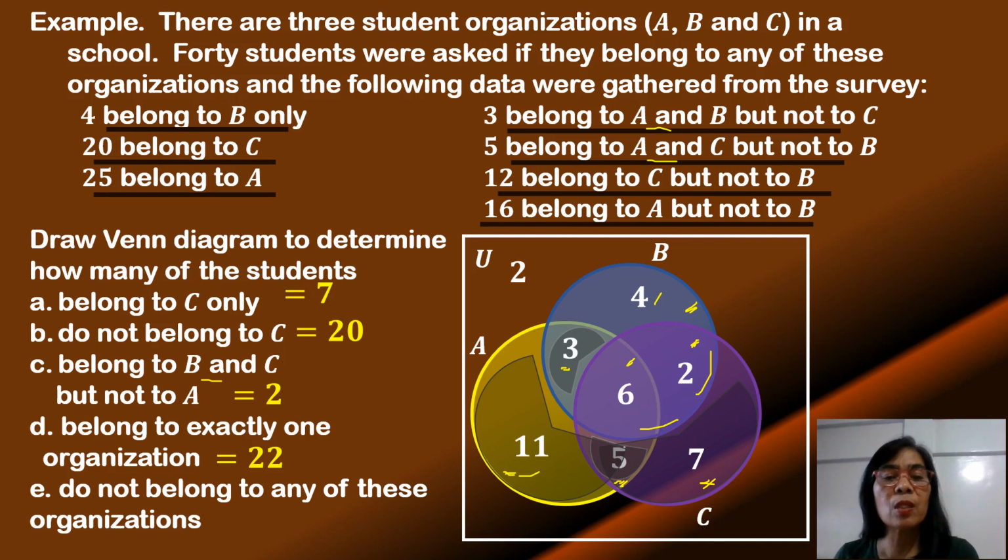How many students do not belong to any of these organizations? So we have here 2. So using a Venn diagram, it will give us a clearer idea as to where the elements, in what particular set the elements belong to. Okay?